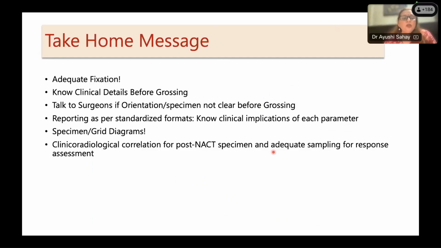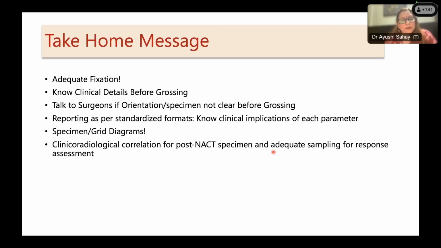You have to know the clinical details before grossing. That it is not given on the form is not an excuse. You have to find out what the clinical details are before you start the grossing. Talk to the surgeon if the orientation of the specimen you have received is not clear before grossing. Report as per standardized format. Know the clinical implications of each parameter, then only you will be able to look for it.